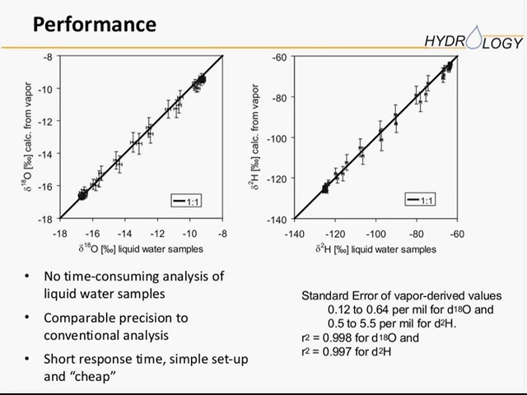If you look at the R squared, that's very high for both, close to 0.998, and we had a relatively small standard error. So we think that this is a relatively cheap and easy way, with a simple setup, to do continuous liquid water measurements. And we have no time-consuming analysis of liquid water samples anymore, and we get a comparable precision to the conventional stable isotope analysis using those water samples.